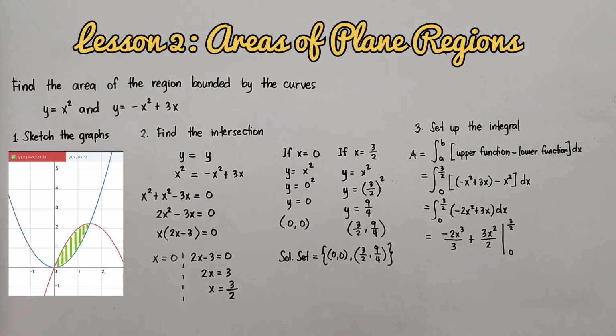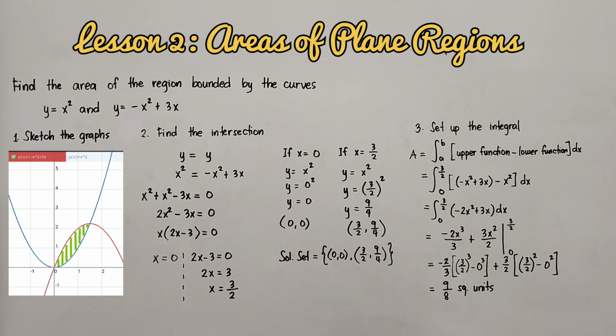Combining the two negative x squared, we have negative 2x squared plus 3x dx. And the anti-differentiation of this function is negative 2x cubed over 3 plus 3x squared over 2. We evaluate now the integral using the lower and the upper bound. We have negative 2/3 times the upper bound 3 over 2 cubed minus the lower bound 0 cubed plus 3 over 2 times the upper bound 3 over 2 squared minus the lower bound 0 squared. If you simplify that expression, it is equal to 9 over 8 square units.